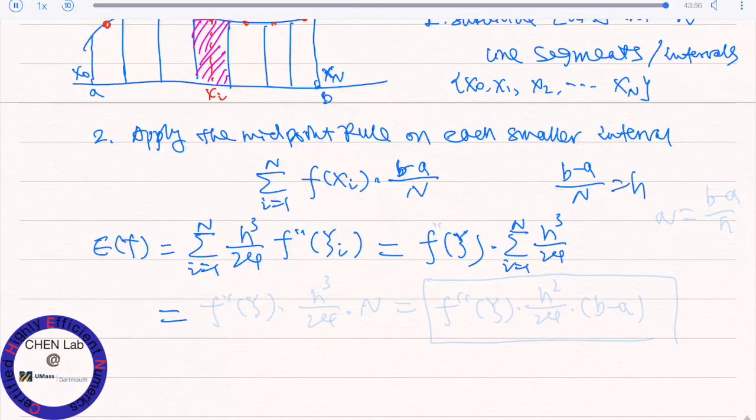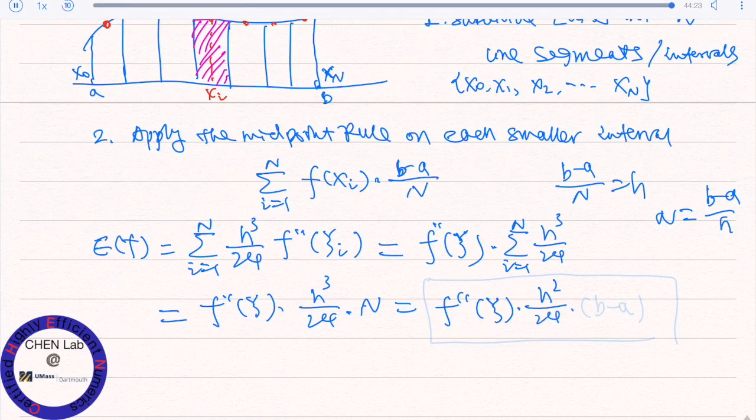But we know this is f double prime of c, and then you're going to have h cubed over 24 times your n, right? We know n is b minus a over h. So you cancel out one h. It's f double prime of c times h squared over 24 times your b minus a. That will be the error for the composite midpoint rule.